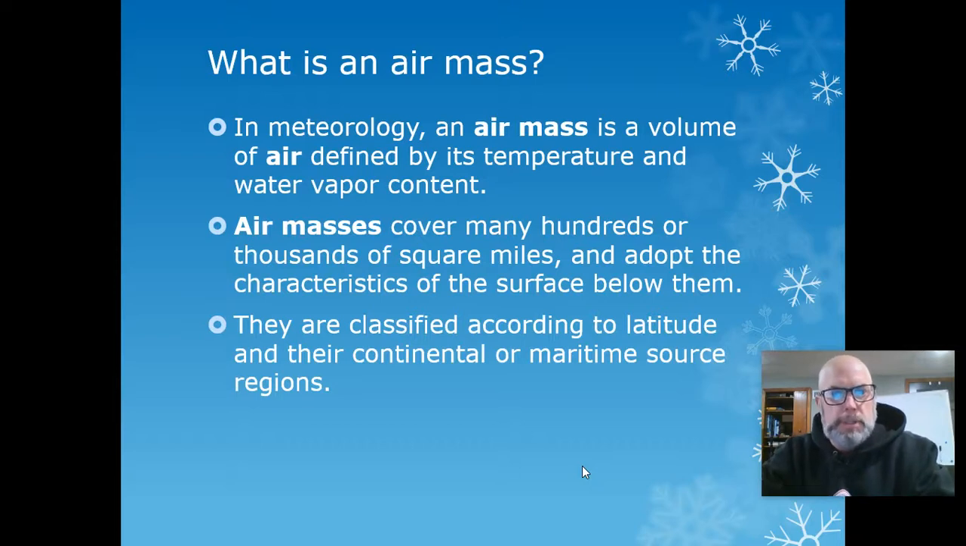Here's your answer. Volume of air defined by its temperature and water vapor. So, just a large mass of air with consistent, similar temperature and humidity throughout. And then they're named and classified according to their location, and whether they form over land or over water. So they're source regions, and then how far away from the equator they are, basically.